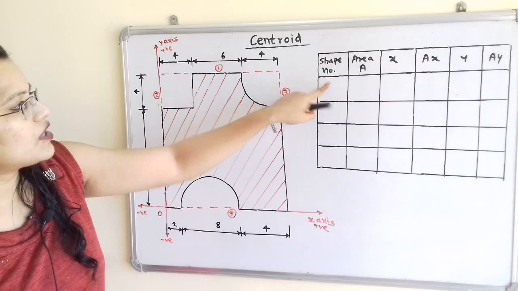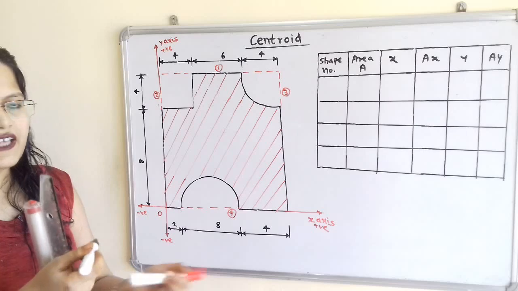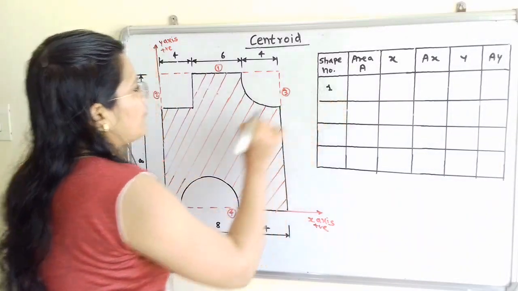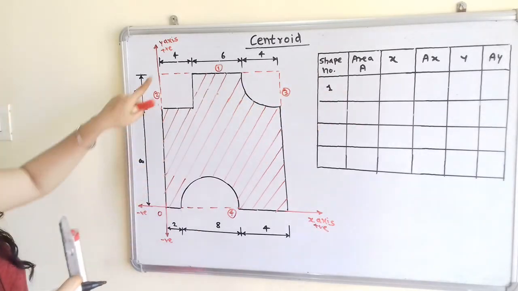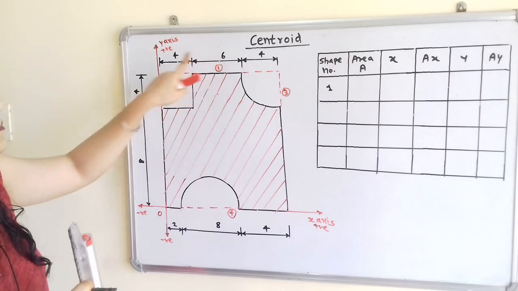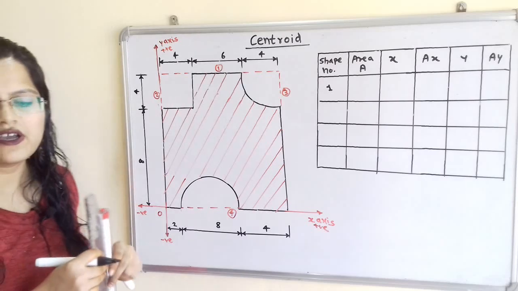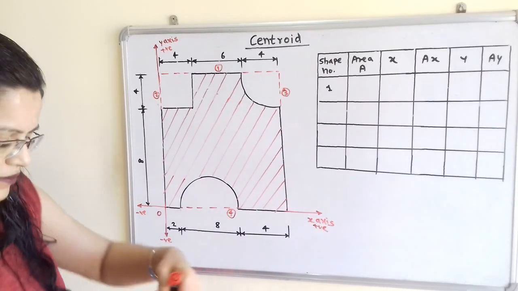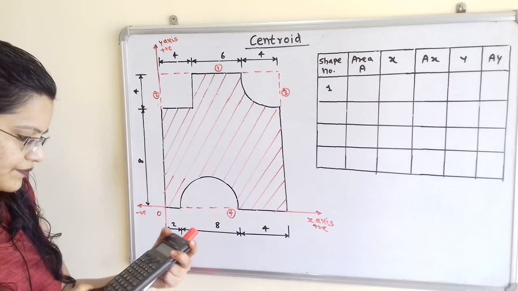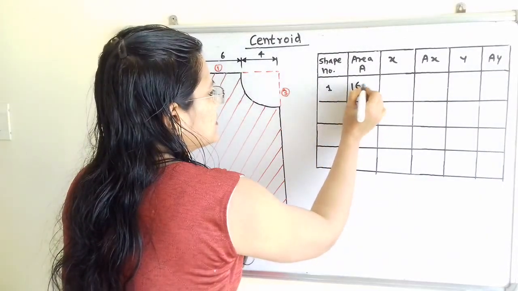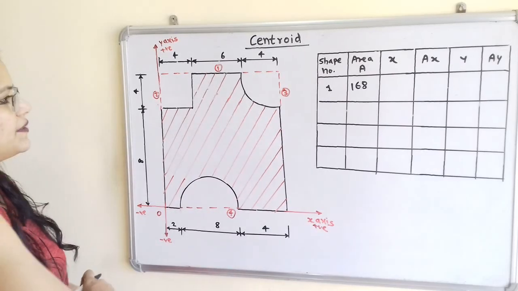Now to find out centroid for this given area, we have to prepare one table. So here first column is shape number. So we will first take the shape number 1, that is the larger rectangle. Now for this larger rectangle, we have to find out area A. So how to find out? Its length is 6 plus 4 plus 4, that is 14, and height is 8 plus 4, that is 12. So 14 multiplied by 12. So we will calculate this area, and that is equal to 168. So unit is given centimeter, so area is in centimeter square.